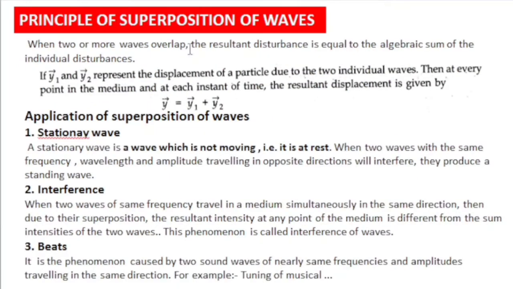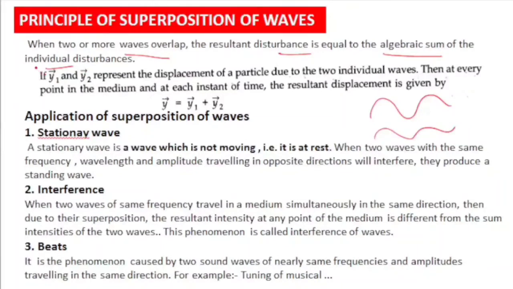After this, I'm going to discuss the principle of superposition of waves. What is this principle? There are a number of important applications of this principle, right? When two or more waves overlap, the resultant disturbance is equal to the algebraic sum of the individual displacements. Suppose one wave is going like this, another wave is going like this. When these two or more waves overlap at one point, then the resultant displacement is equal to the sum of the disturbances due to the individual waves.